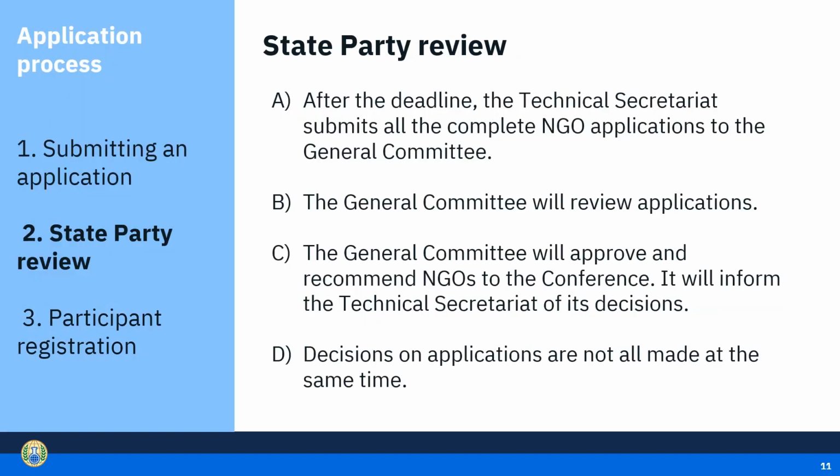Once the deadline has closed in September, the details of NGOs who have submitted a complete application will be submitted to the General Committee for its consideration. After its review, the General Committee will recommend approved NGOs to the conference, while it may choose to reject others. The General Committee will inform the Technical Secretariat of which NGOs it recommends to participate in the conference and which NGOs it has rejected. It is important to note that decisions on applications are not all made at the same time.